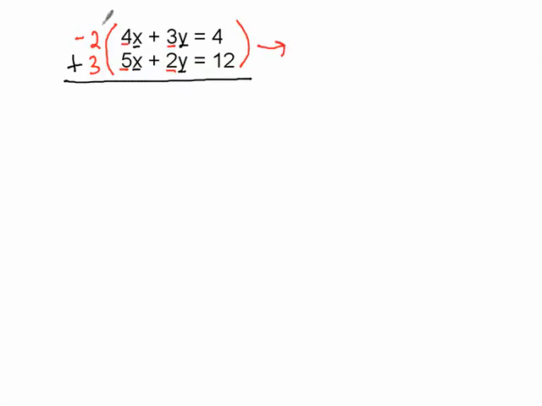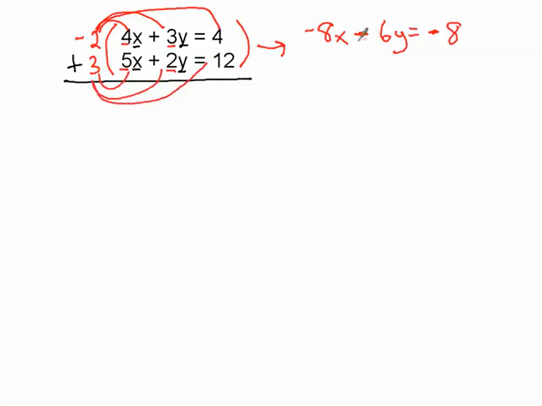The new equation is going to be, we're going to distribute here, here, and here. So -2 times 4 is -8x. -2 times 3y is negative 6y, and then you have equals -2 times 4, which is -8. And then we're also going to distribute the 3. So 3 times 5 is 15x, and then we have 3 times 2 is +6y, and it's all going to equal 3 times 12. And when you do that over here, 12 times 3 is 36.